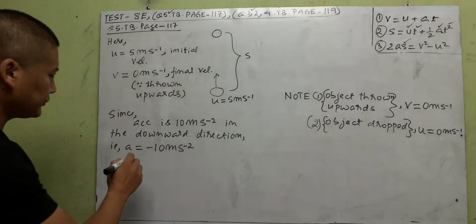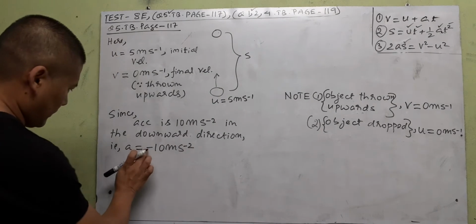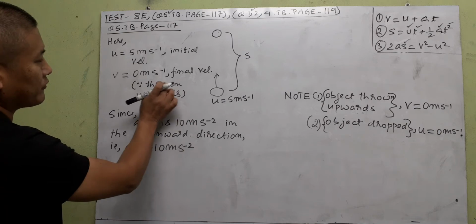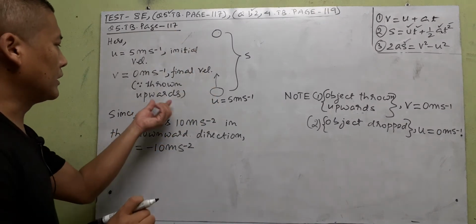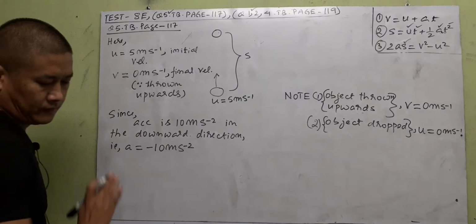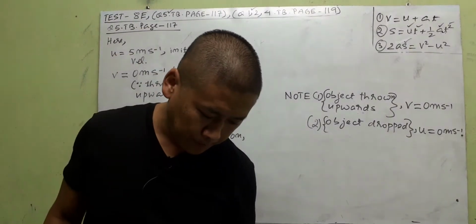Okay, so this is minus because it's the downward direction, opposite to the upward movement of the stone, opposite to the motion of the stone, which is upwards. Okay, so we have got that. Now let us go to the next one.